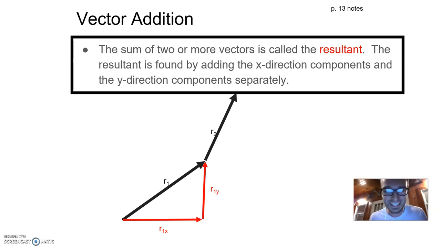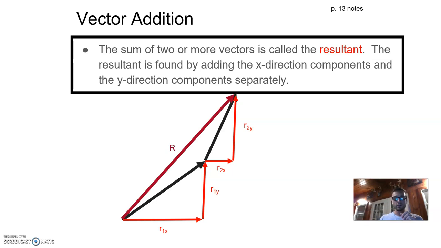Y sign! There it is again. r2 has an x component and a y component. Now think about this for a second. What if I do a little trickery here? What if I know this is the answer I need to get, right? I know that the resultant should be from the tail of the first to the head of the last.